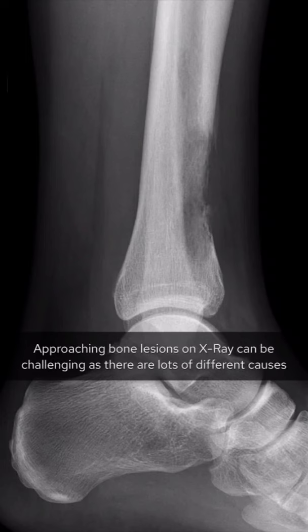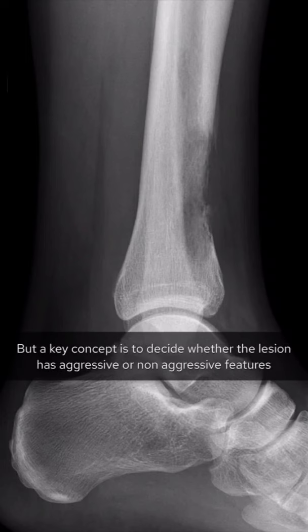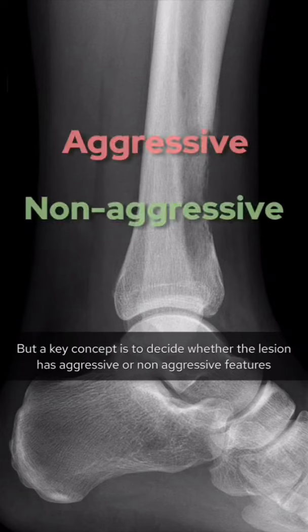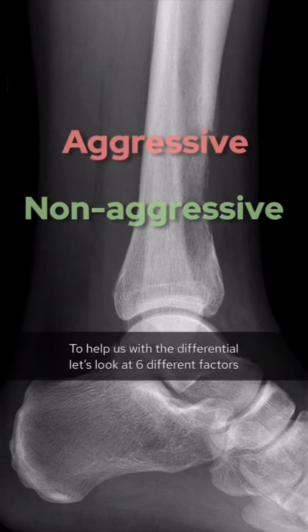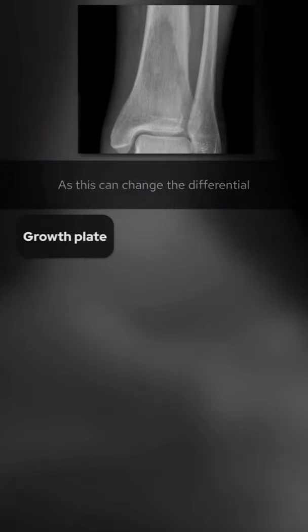Approaching bone lesions on x-ray can be challenging as there are lots of different causes, but a key concept is to decide whether the lesion has aggressive or non-aggressive features. To help us with the differential, let's look at 6 different factors. Firstly, decide if we're dealing with someone whose growth plates are fused, as this can change the differential. Here, this is an adult.